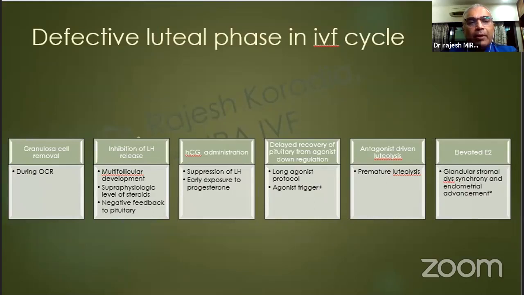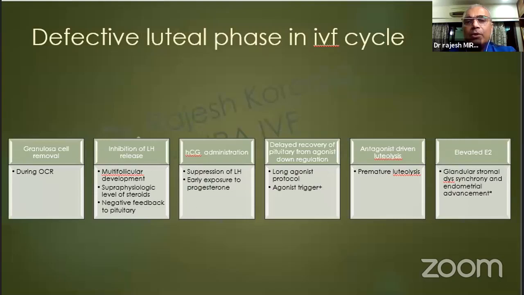So following agonist trigger, why is there a defective luteal phase in an IVF cycle? Following agonist trigger, the mean luteal phase is as short as 9 days. Many times we have observed that after giving agonist trigger, the patient gets menses within 5 days, 6 days, 7 days, 8 days, 9 days maximum. The serum levels of progesterone and estradiol are significantly lower after agonist trigger.